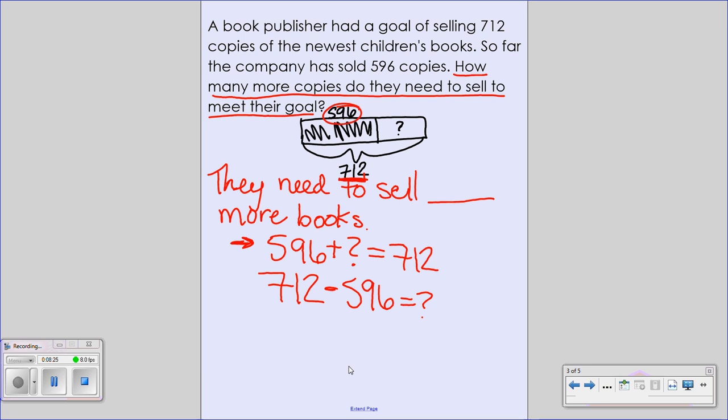Okay? So we see how I figured out my equations. Are we going to use my addition equation or my subtraction equation? Raise your hand and tell me. Susie, what do you think? Subtraction. Why? Because we don't know what our question mark is, so I can't add this one. This is going to be a subtraction problem. Okay? We good so far?